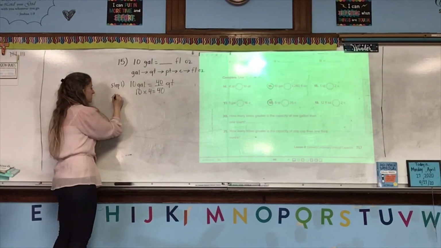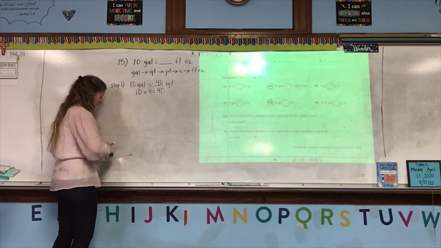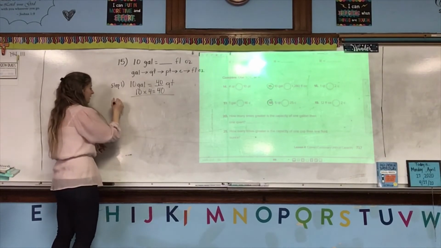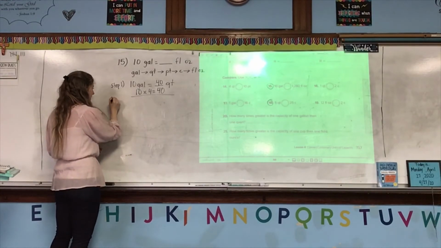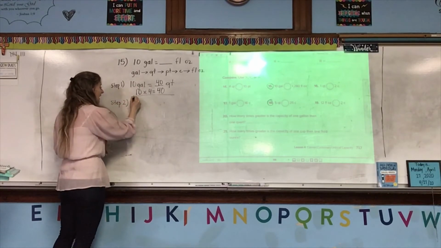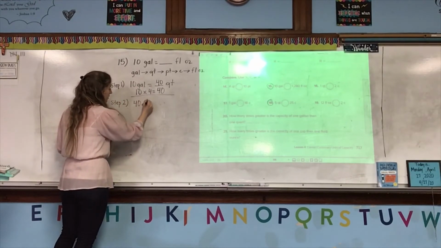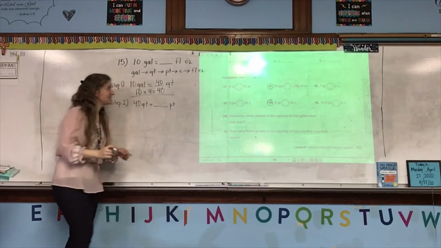Now, step 2, let me give myself a little more space. Let's draw a line there so I know. You don't have to do that because you have lines on your paper. I'm just doing that so that I don't get messed up and smush them together. Step 2, now we're going to go from 40 quarts and see how many pints we have.